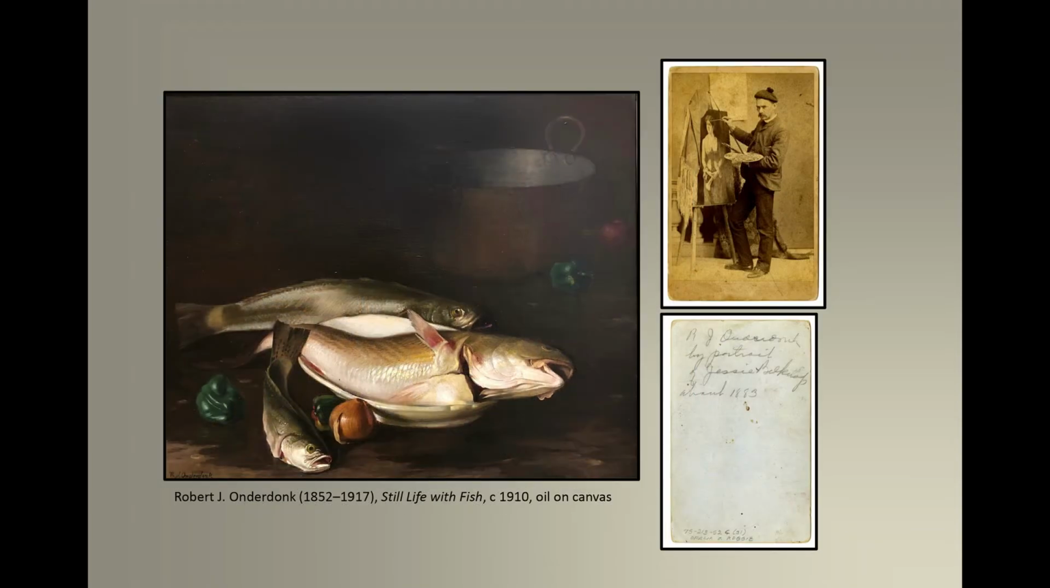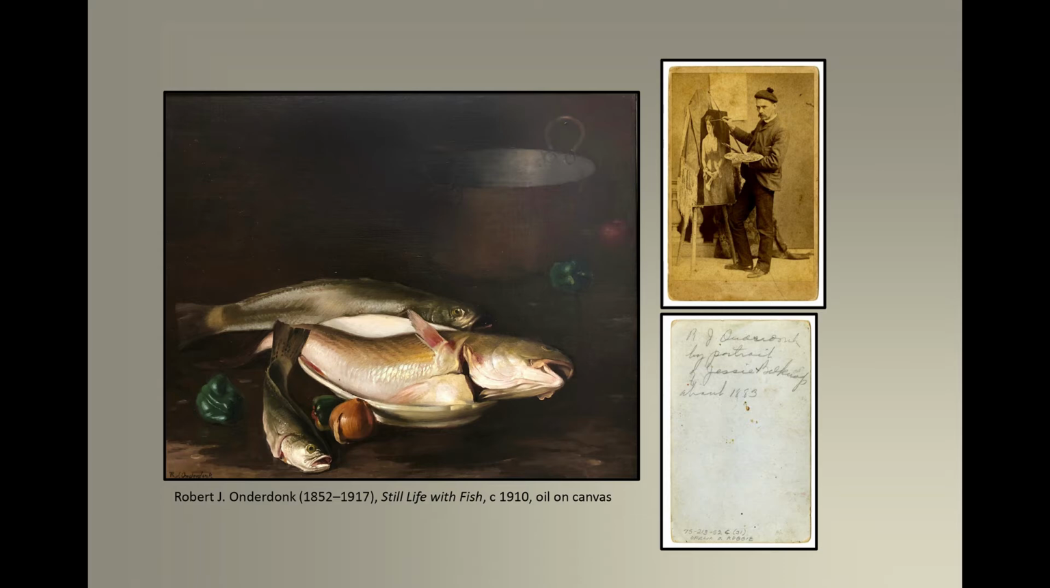Robert Onderdonk painted Still Life with Fish around 1910. It is an oil on canvas. Robert Jenkins Onderdonk was an artist and a teacher. He was born in January of 1852 in Maryland. He studied in New York at the National Academy of Design and the Art Students League in the early 1870s. His professors included William Merritt Chase, and fellow students were George Ennis and John Henry Twachtman.